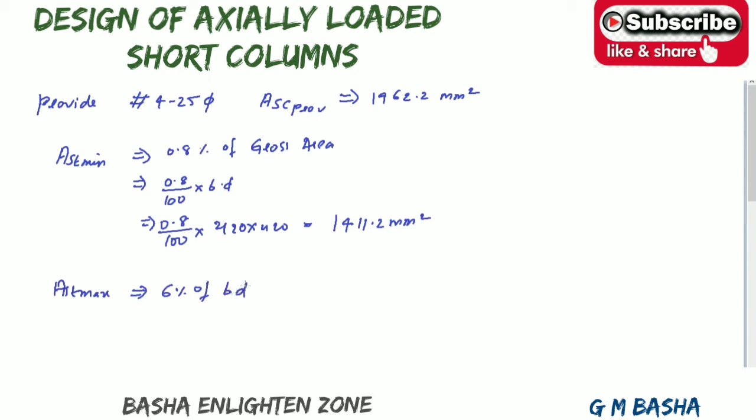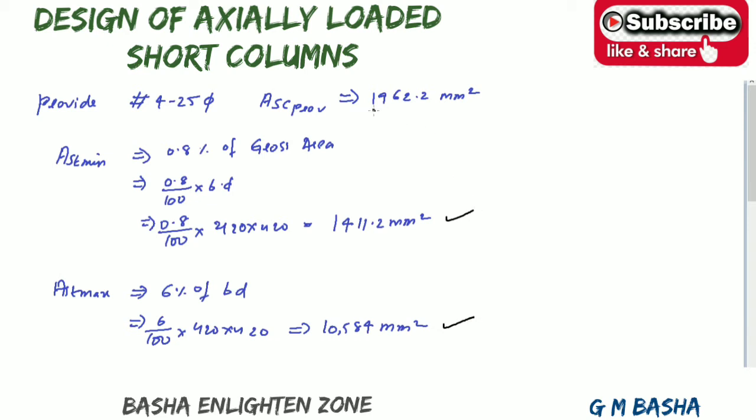And the area of the steel should not be more than 6% of the gross cross-sectional area, that is 6 by 100 into 420 into 420. If you simplify this again, you will get 10,584 mm square, around 10,600 mm square. Means the minimum area of the steel required for this type of column will be 1411.2 and the maximum does not exceed 10,584.